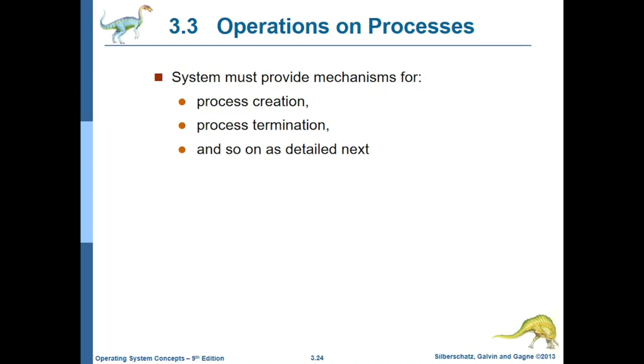Process creation is the operation that allows the system to create a new process. A process can be created by another process called the parent process, or by the system itself. The parent process can specify the attributes and resources of the new process, such as its priority, memory space, and file descriptors.